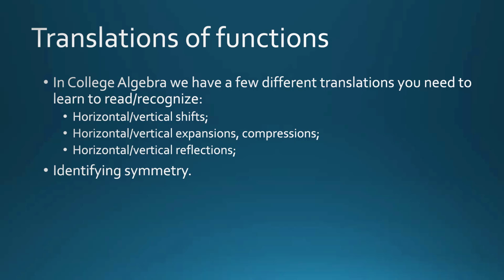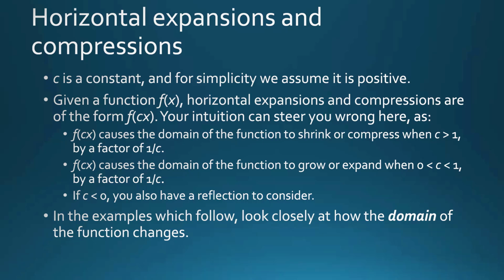Let's talk about the notation that we're going to be using. As before, we're going to be using the letter C to represent a constant. And unless we say otherwise, we're assuming that it's positive. It's just so much easier to deal with it when you assume that the constant is positive. And we're going to start with horizontal expansions and compressions. We'll get to the vertical after we've looked at a couple of examples of this.